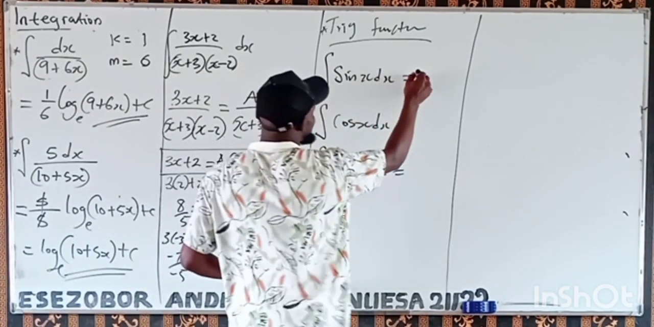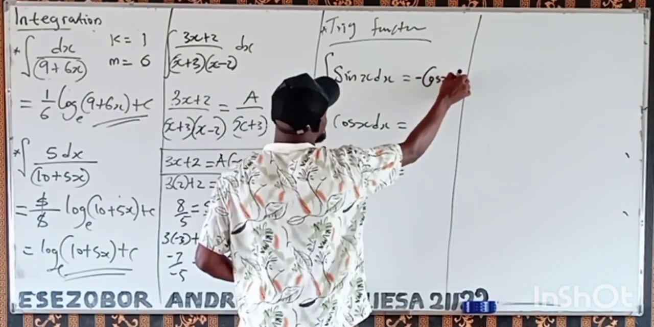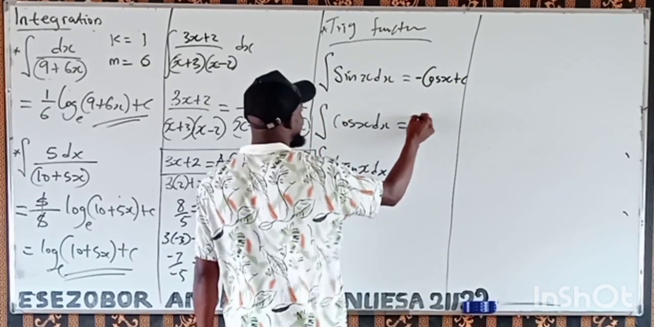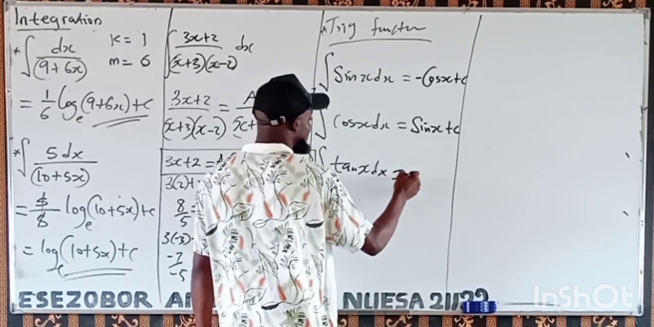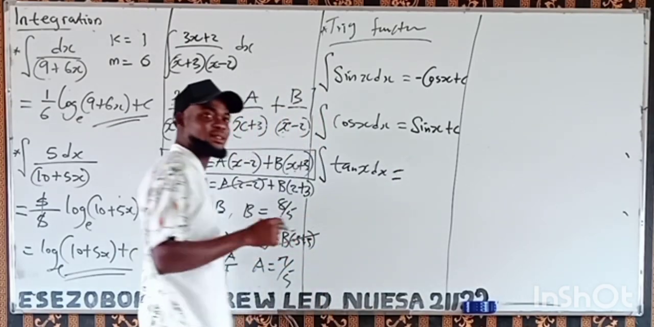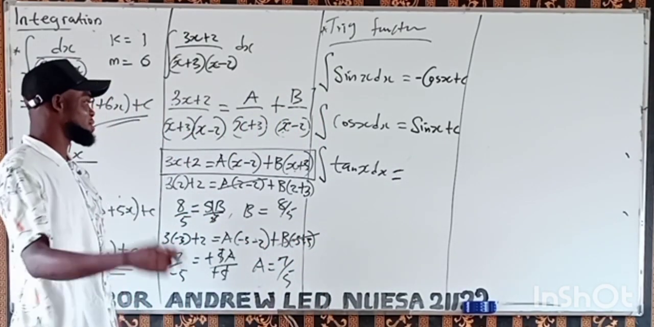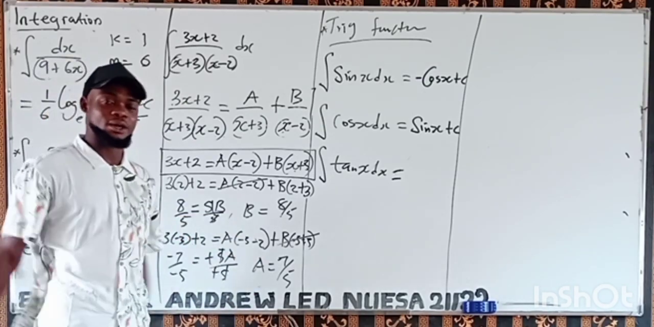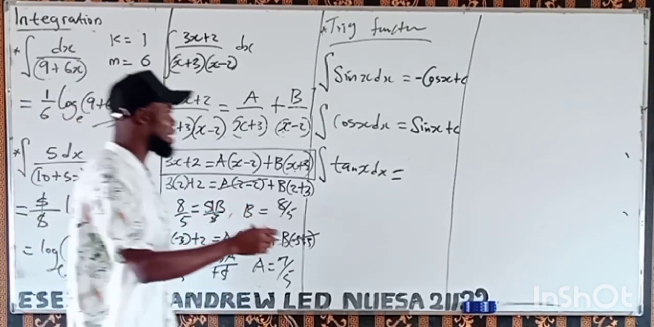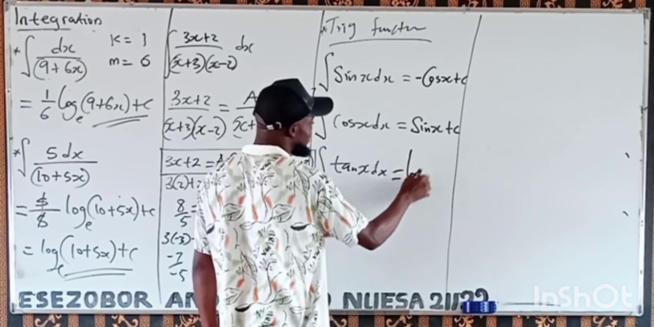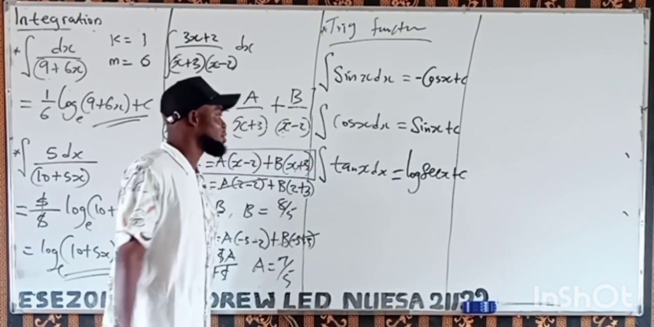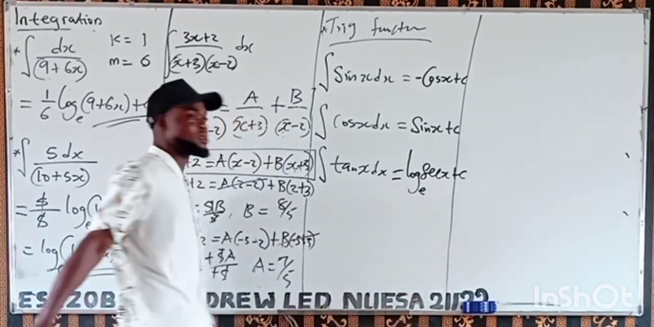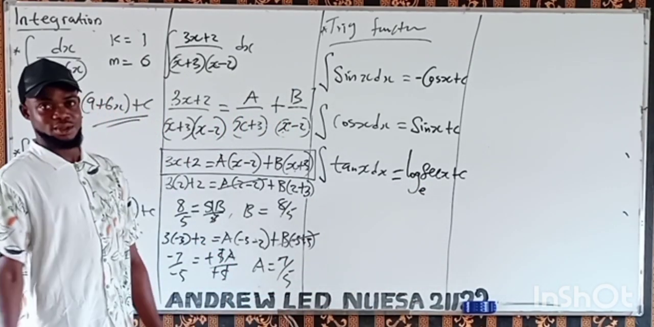Now for sin x, I'm going to have minus cos x plus c. For cos x, I'm going to have sin x plus c. For tan x, I'm going to have something very lovely. Remember, I'm going to have log base e of sec x plus c. That's how I'm going to have it.